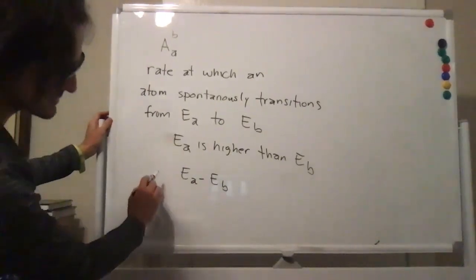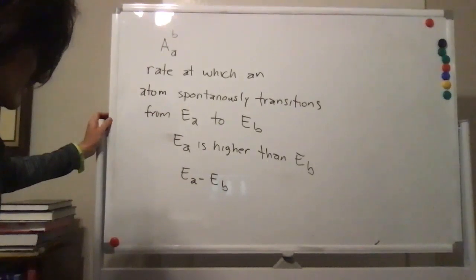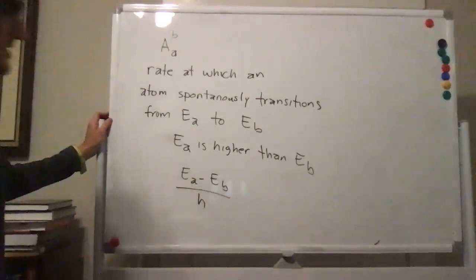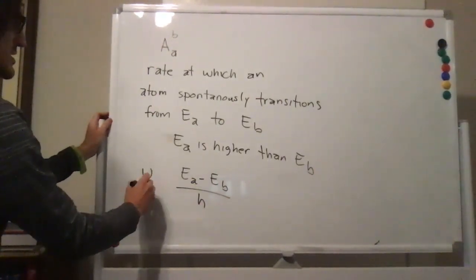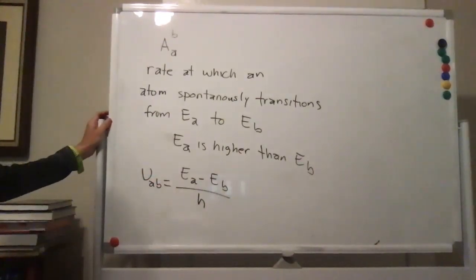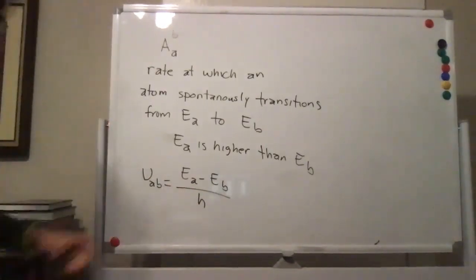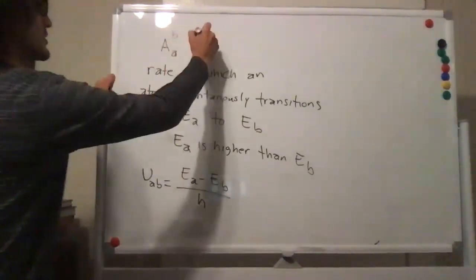So it's that multiplied by the speed of light divided by Planck's constant? Just Planck's constant? Yeah. This will be the frequency, right? Oh, yeah. So just divided by Planck's constant, you get the frequency that you're observing. So these guys are called Einstein coefficients.